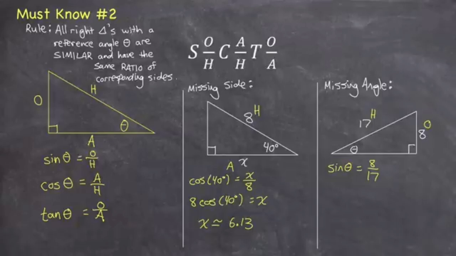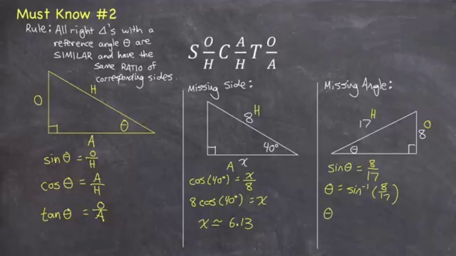Now all right triangles that have an opposite over hypotenuse ratio of 8 over 17 are similar to each other, which means they've all got the same angles, so we can solve for angle theta. Your calculator will be able to tell you if you use the inverse sine function, which is sometimes called arcsine, of 8 over 17. By using the inverse sine function, you're telling your calculator that you are inputting the ratio and looking for the angle.